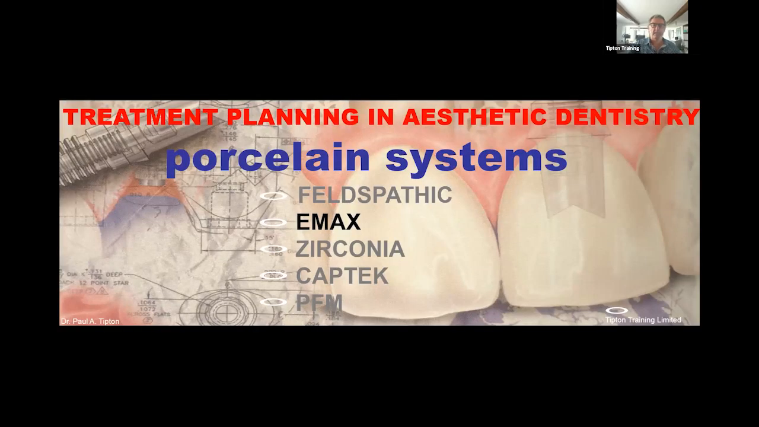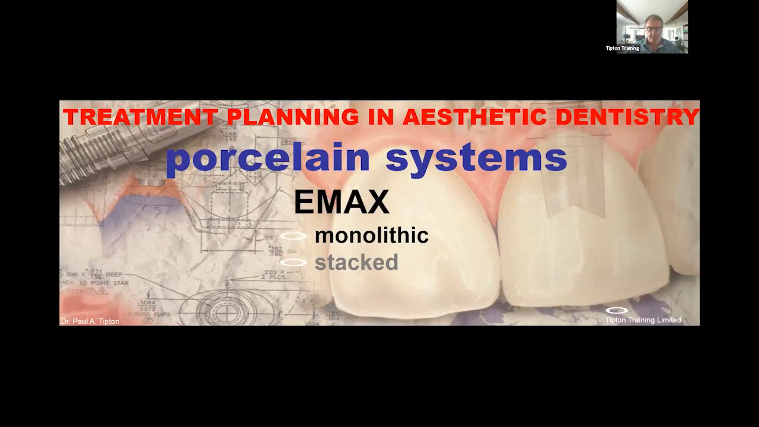E.max. Let's look at E.max. We have two types of E.max we've mentioned, monolithic and stacked, and by stacked, we mean adding feldspathic porcelain on top. So monolithic, one color. This is probably the restoration of choice for those patients who want a Hollywood smile. They want one block of color all the way from centrals to sixes, beautifully white. That is one ingot of E.max.